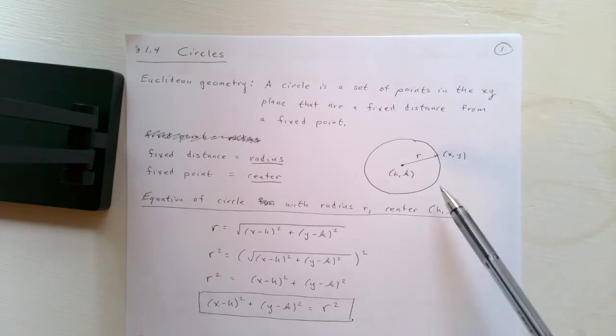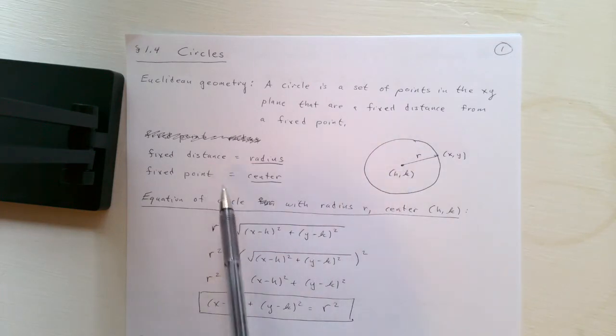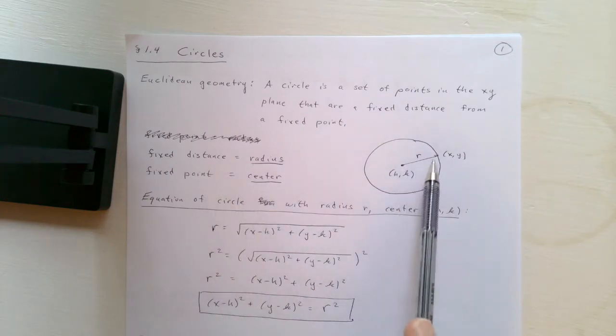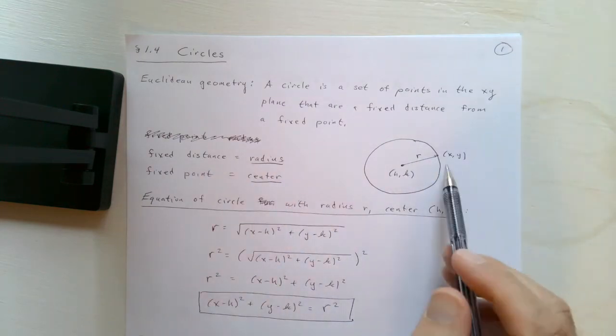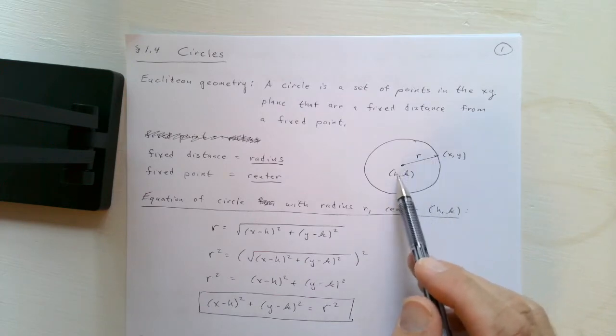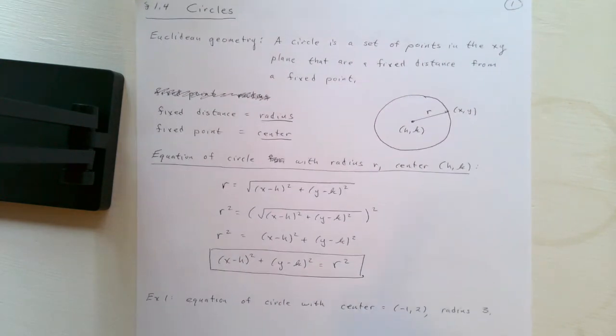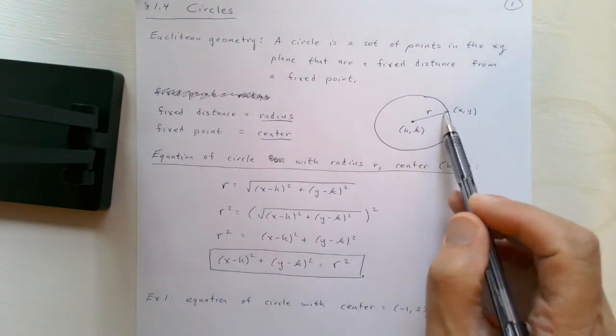A circle is basically determined by its center, which is the fixed point, and its radius, which is this fixed distance. So the circle consists of all points (x, y) that have distance r from this fixed point (h, k). Now we can use our distance formula to describe an equation for this circle. Remember, r is the distance between these two points.